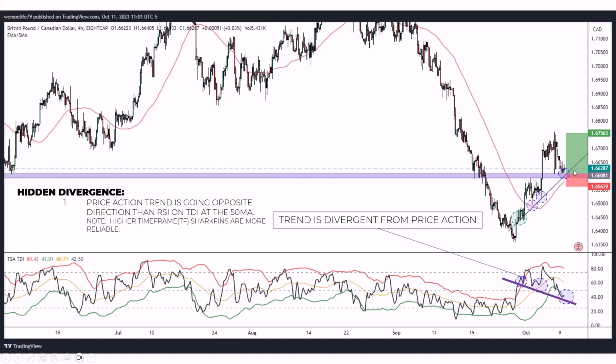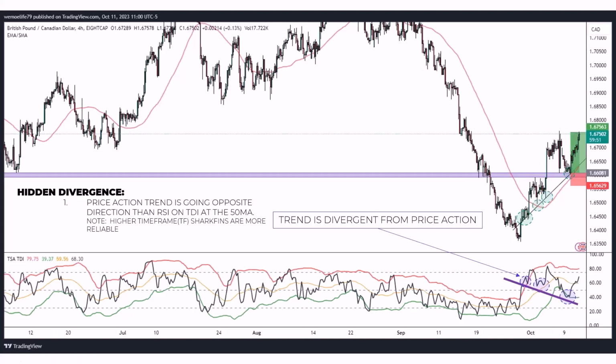So we can take this trade right here, pull our stop loss below the 50 and below the trend line, enter in here, and catch it to the upside. That is a significant play, and you can see the result. Price bounced off of that and went to the upside based off of hidden divergence.